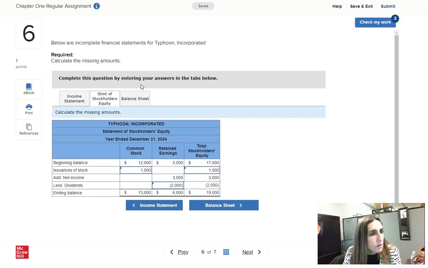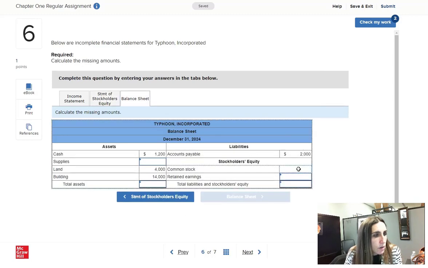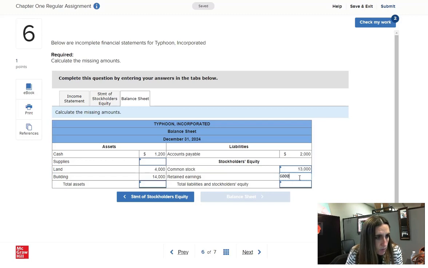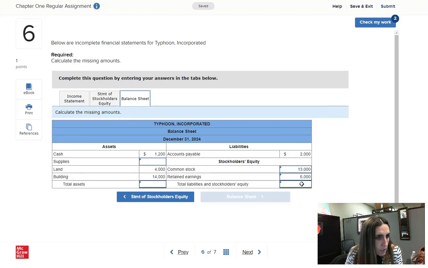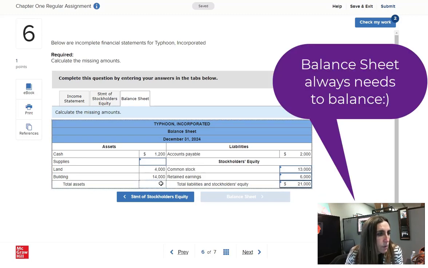And then on the final statement, your balance sheet, these 2 totals of your common stock and retained earnings need to show up. So common stock was 13 on the prior one, and retained earnings was 6, I believe. I'll double check that. Yeah, 13 here and 6 there. So this side totals up on the right hand side, my liabilities and my equity, to 21,000. If I know this side is 21,000, then that side needs to equal 21,000.